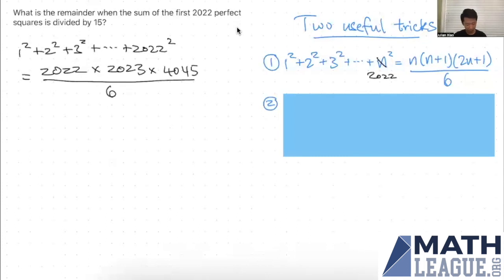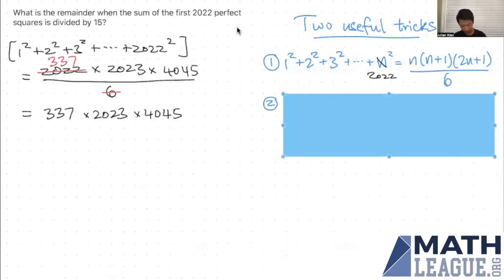And you can go one step further by simplifying 2022 divided by 6. So 2022 is divisible by 6, and if you do that division, you get 337. So what we get is 337 times 2023 times 4045. So we've already made a lot of progress. We've gone from this sum, which has 2022 numbers added together, and we've condensed it into a product of 3 numbers. But these numbers are still pretty big, so we have another trick for that to make it even easier.